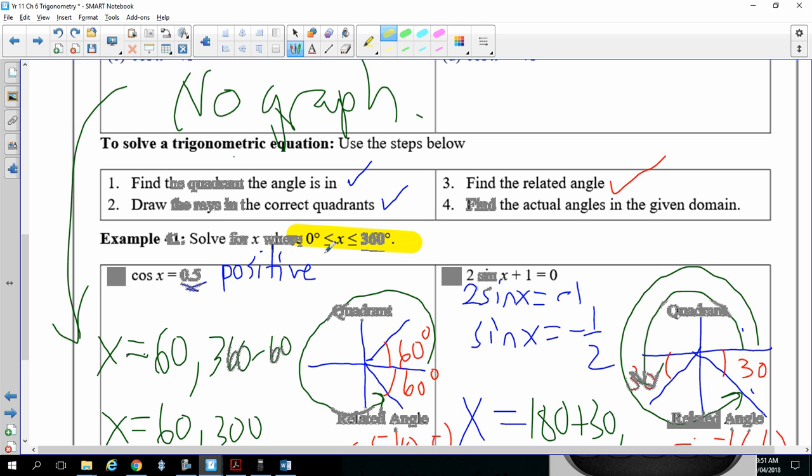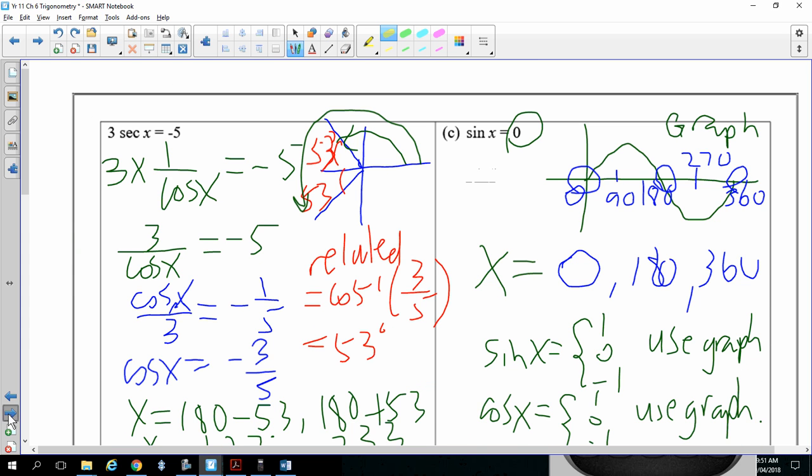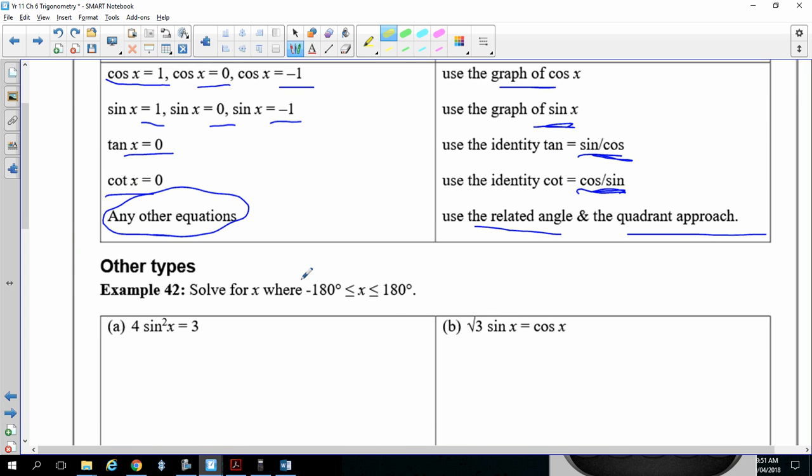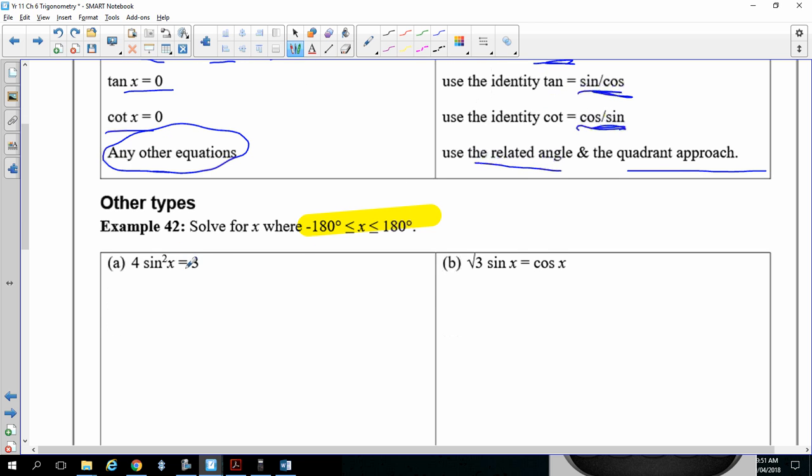So let's do an example. Let's say we'll do this one: 4 sine squared x equals 3. So we divide both sides by 4. And how do I get rid of the square? We have to square root. But when we square root, make sure you put plus and minus. Square root of 3 over square root of 4. The square root of 3 is root 3, and the square root of 4 is 2, like that, plus and minus.